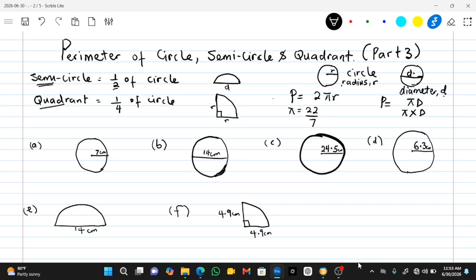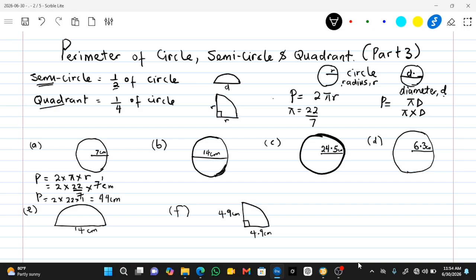For example, look at this first one. We are asked to find the perimeter of this one. So how do we calculate the perimeter? We are given the radius, so perimeter will be 2 times pi times r. The radius r is given, which is 2 times 22/7 times 7 centimeters. So the 7 can cancel 7, you get 1. So perimeter should give us 2 times 22 times 1, which is 44 centimeters.